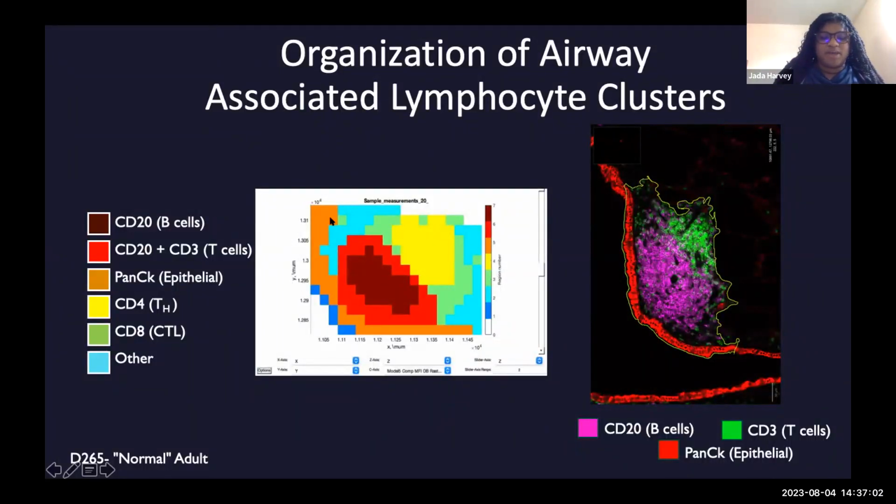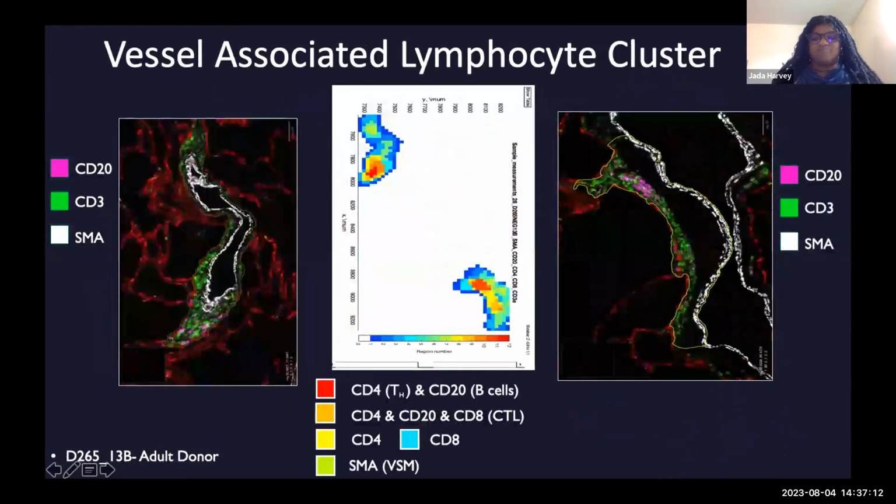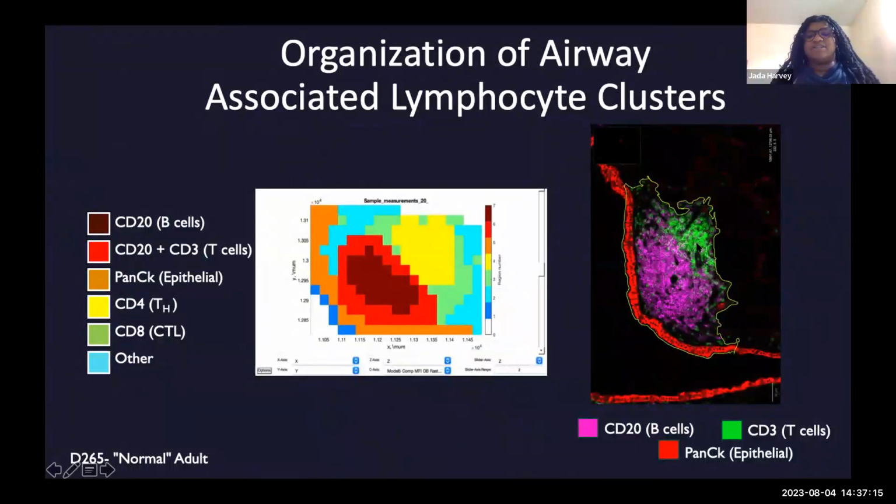And because this is airway associated, we use our pancytokeratin, which is our epithelial marker, to identify that this is associated with an airway. And just as before, you can clearly see even in QPath that these zones are clearly defined.